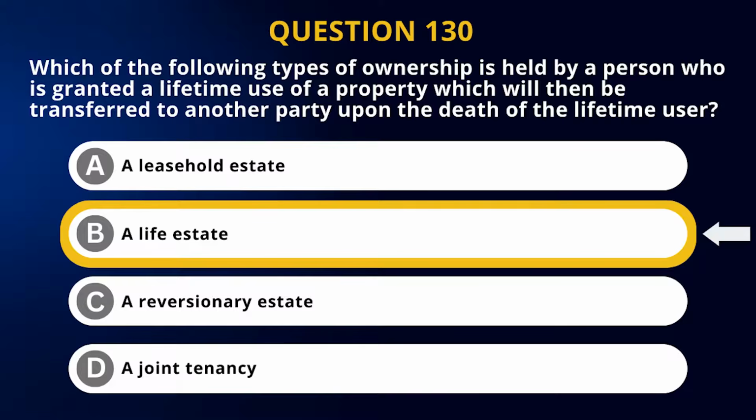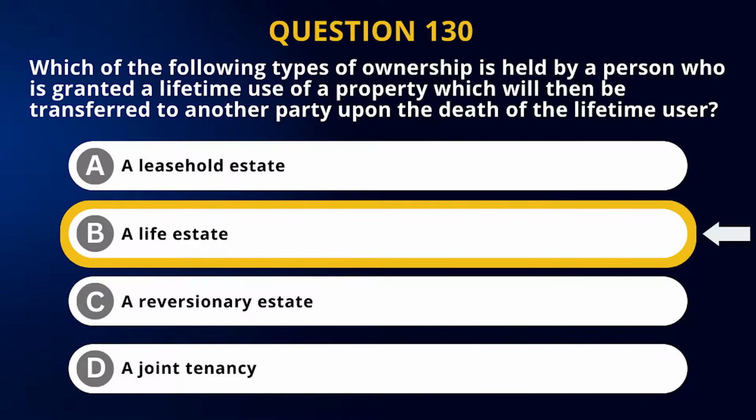Again, you will see these in interests in real property. A reversionary estate is simply an outcome of a life estate. It could revert back. There's another one called a remainder estate. A joint tenancy is a form of ownership. That's not what they're talking about here. And then a leasehold estate is a non-freehold estate that is less than freehold.